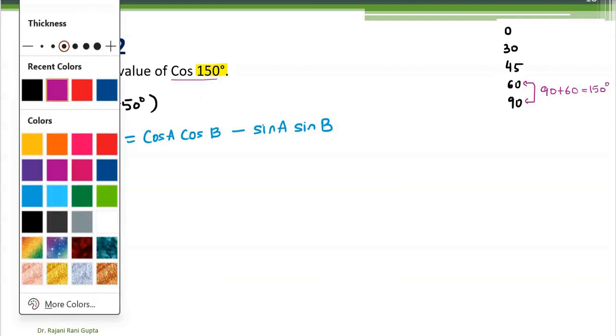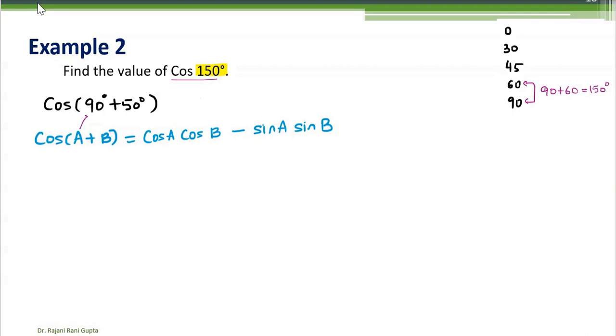If we compare this with 90 plus 60, we know that A is 90 degree, B is, sorry, it's not 50, it's 60 here. It is 60 degree, okay? So A is 90, B is 60. So what does this give you? This gives you cosine of 90 degree, cosine of 60 degree minus sine 90, sine 60.